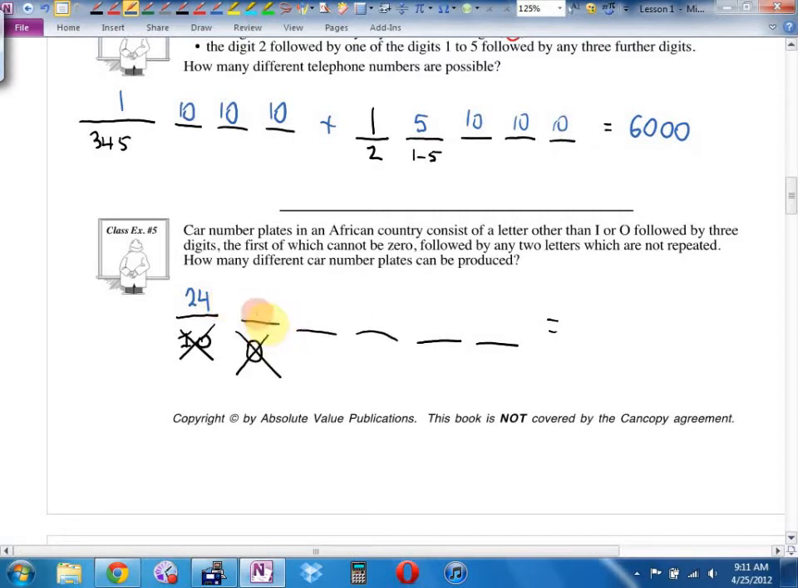digits. The first can't be a 0, so how many choices do I have here? 9. Does it say the digits can't be repeated? No. Okay, how many choices do I have here? 10. 10.